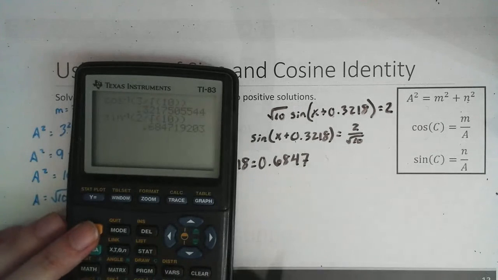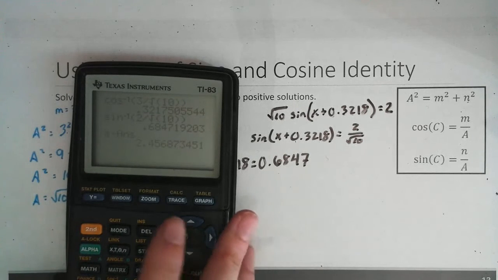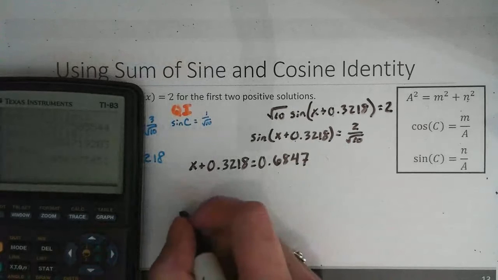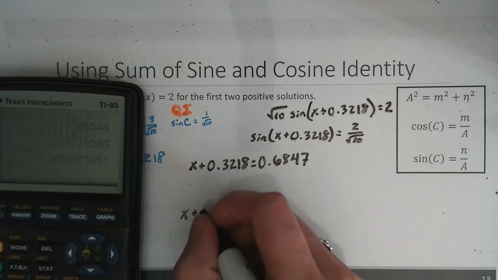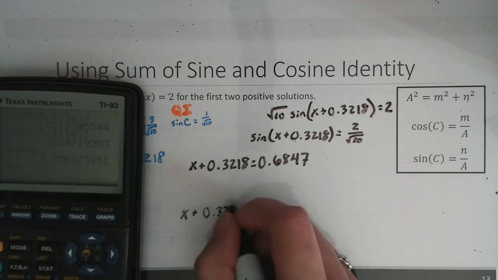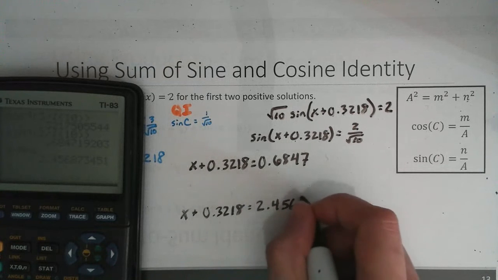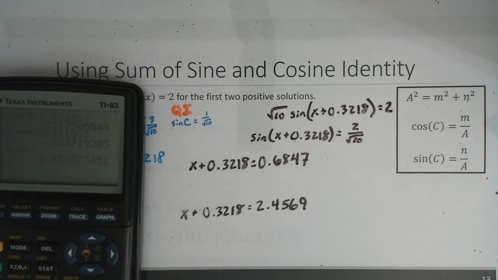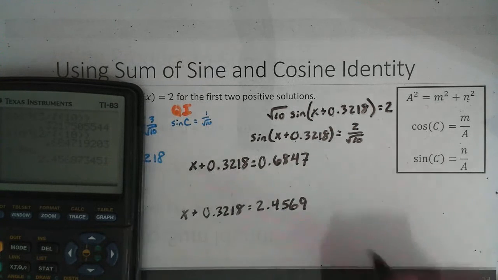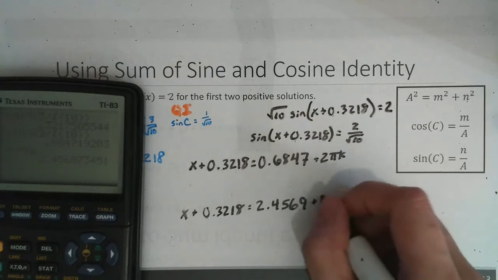To find my quadrant 2 answer, I take pi minus my reference angle. Since I have a first quadrant angle, that is my reference angle. Pi minus my reference angle is 2.4569 if I round up. So I also have x plus 0.3218 is equal to 2.4569. So the first thing you do is find both angles. The second thing you do is add 2 pi k.